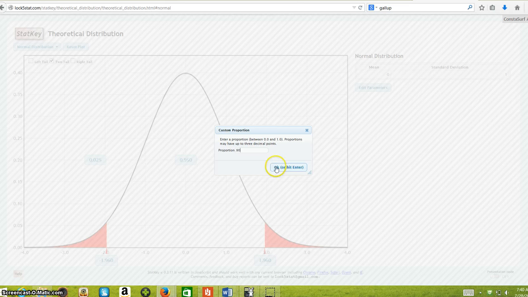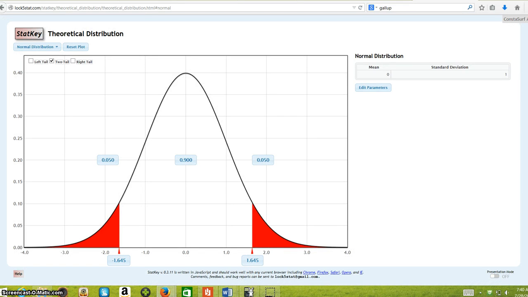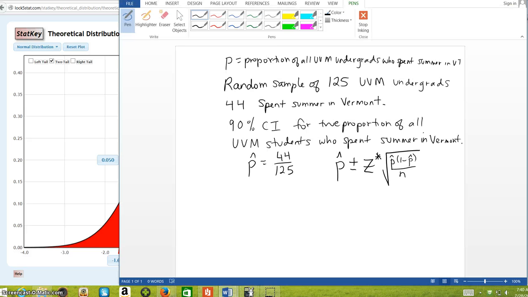0.90. We hit OK, and we can see down here it gives us a new cutoff value. This is the z star for a 90% confidence interval, 1.645. So we're going to use that for our z star. Okay, so there's our z star.